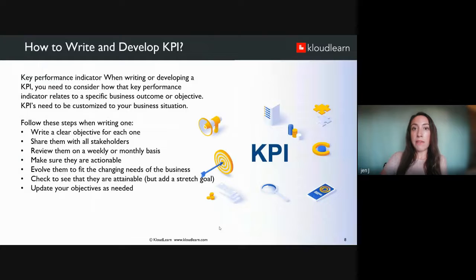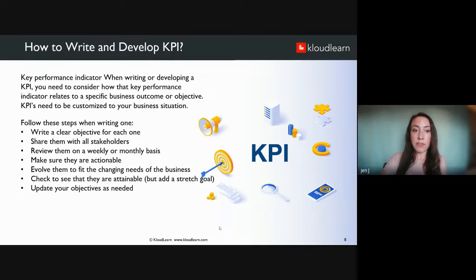How to write and develop KPIs. When writing or developing a KPI, you need to consider how that key performance indicator relates to a specific business outcome or objective. KPIs need to be customized to your business situation. Follow these steps when writing one.